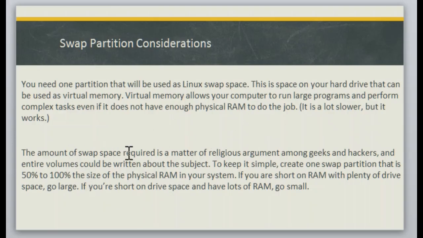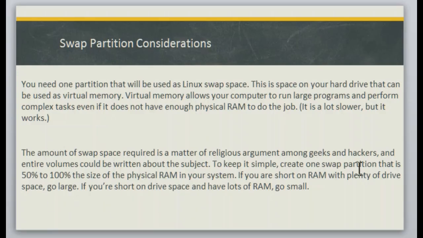The amount of swap space required is a matter of religious argument among geeks and hackers, and entire volumes can be written about the subject. To keep it simple, remember that KISS principle, keep it simple, stupid. Create one swap partition that has 50% to 100% size of the physical RAM of your system. So if you have 2 gigs of RAM, then make 1 gig of swap. 4 gigs of RAM, make 2 gigs of swap, or make it a 1-to-1 ratio.